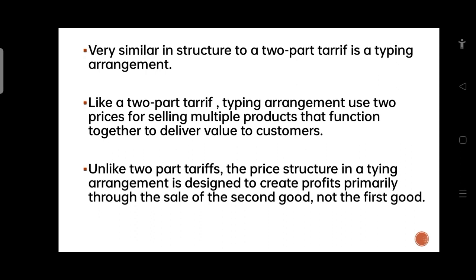In many tying arrangements, the profits from the consumable portion of the sale are used to subsidize the losses from the durable portion of the sale. So another example of tying arrangement, dagdag ko sa mga sinabi ko kanina, is the microblading, eyebrow microblading.